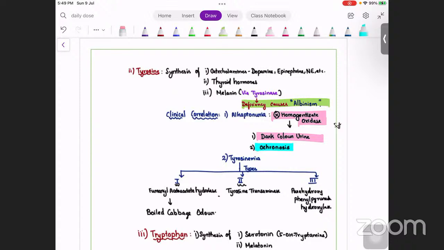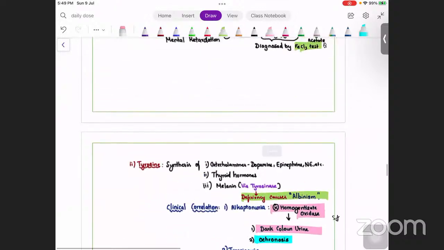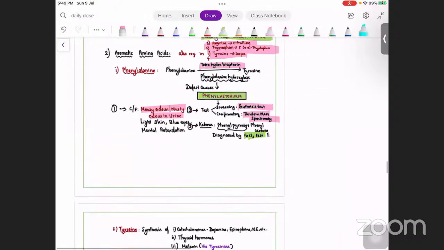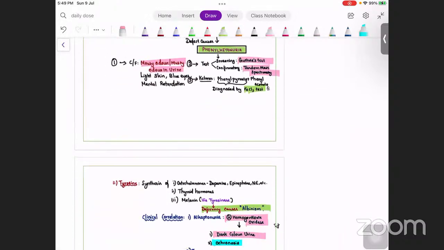Then you have tyrosinemia. The types are type 1, type 2, and type 3. Type 1 is due to fumarylacetoacetate hydrolase deficiency, where you see the boiled cabbage odor. Type 2 is tyrosine transaminase deficiency. And type 3 is para-hydroxyphenylpyruvate hydroxylase deficiency. So we have talked about the aromatic amino acids phenylalanine and tyrosine.